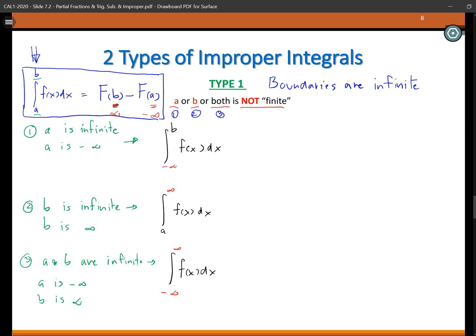So we need something better. We need a better notation to make it more clear and more manageable. So here's how we do that. If you don't do anything, minus infinity and infinity goes into play. So we need a better and more clear notation.